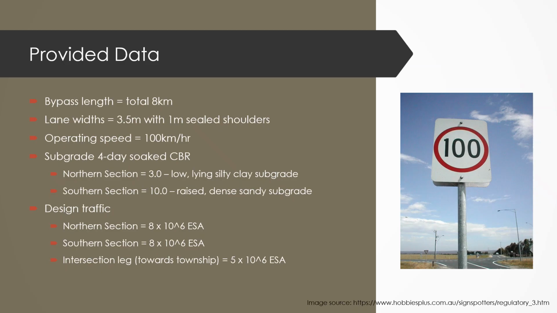Here's a summary of the provided data for the project. We have the overall bypass length of 8 kilometres, lane width of 3.5 metres with the 1 metre sealed shoulders, and an operating speed of 100 kilometres per hour.